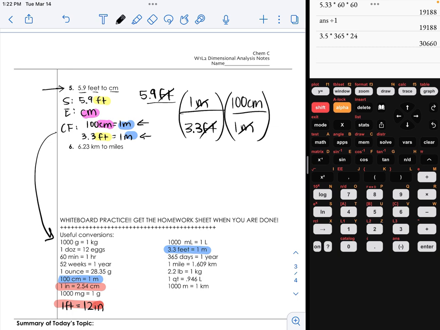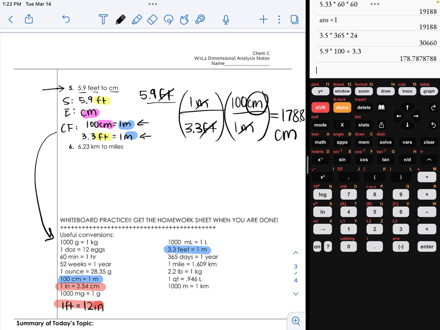The final step is just to solve. That means type it in on your calculator. Remember, anything on top is multiplied, anything on bottom is divided. So I'm going to do 5.9 times 100 divided by 3.3. And I get 178.8. And I need a unit with it. I ended in centimeters, so my final unit is centimeters.